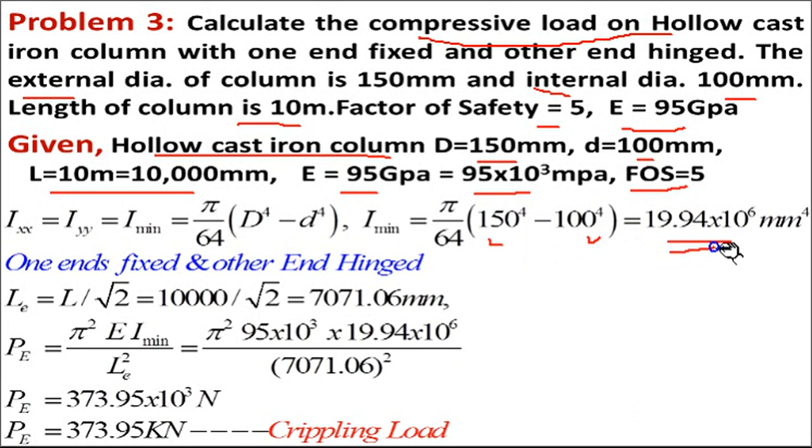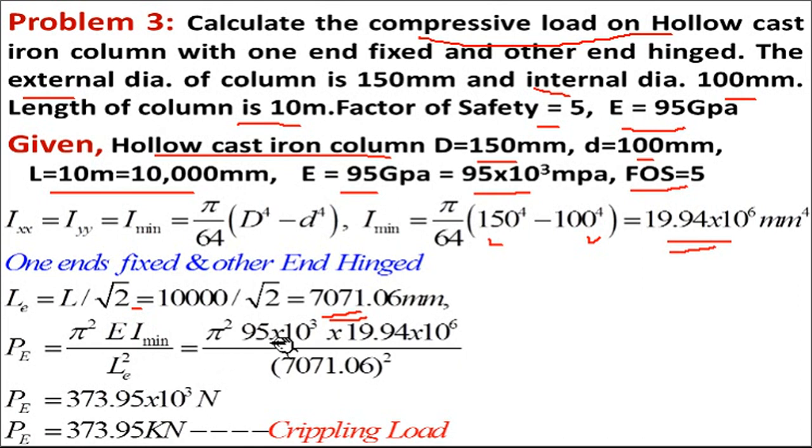So by solving this, we will get 19.94 into 10 to the power 6 mm raised to 4 as the moment of inertia. And the end condition is given: one end is fixed and the other is hinged. For that condition, the effective length Le is equal to L upon under root of 2. So the length is 10,000 by root 2. We will get the effective length 7071.06 mm.